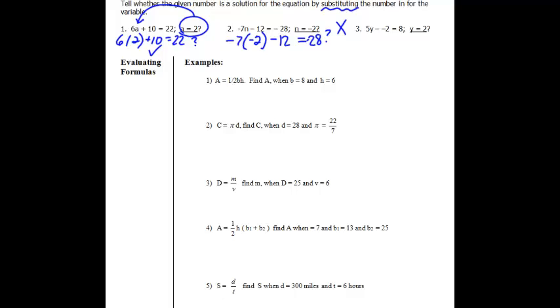Try the next one quickly. If you need to pause here and come back and check. I have 5 times 2 minus negative 2. I want to know if that equals 8. 5 times 2 is 10. 10 plus 2 is 12. 12 is not equal to 8, so that does not work.